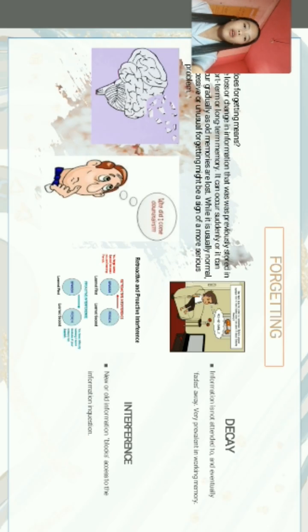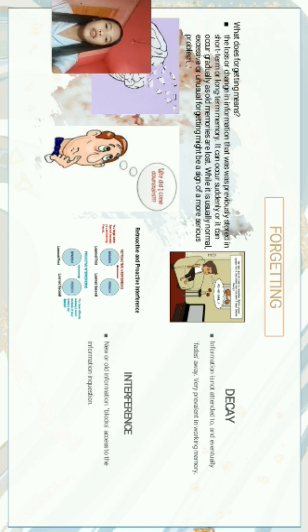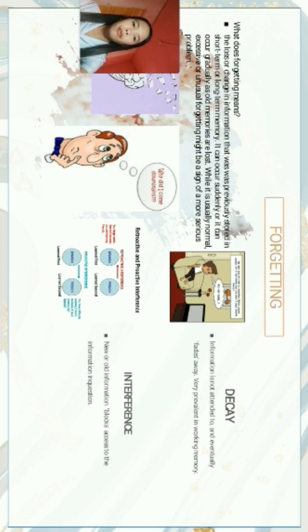So now let's go on to forgetting. So what does forgetting mean? It is the loss or change of information that was previously stored in short-term or long-term memory. It can occur suddenly or it can occur gradually as old memories are lost. While it is usually normal, excessive or unusual forgetting might be a sign of a more serious problem.